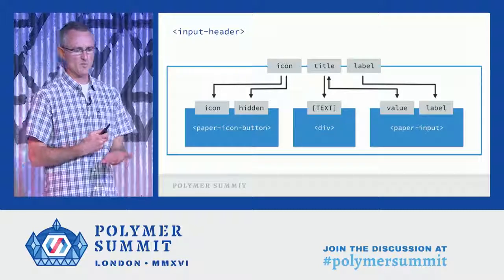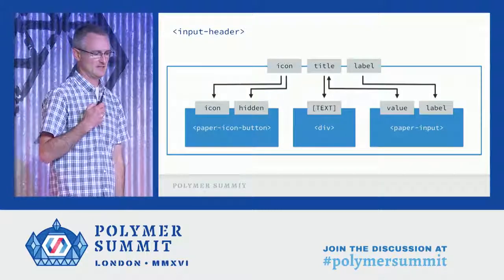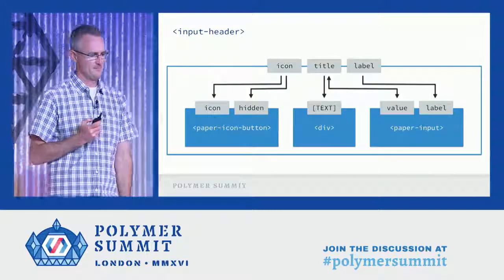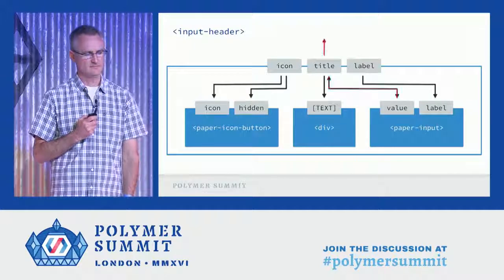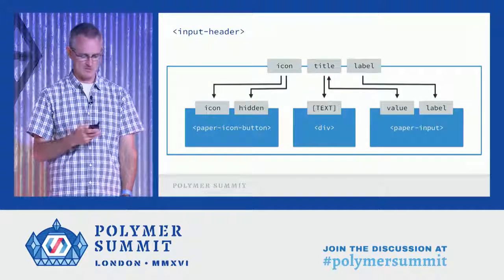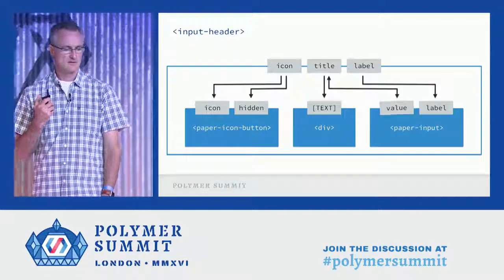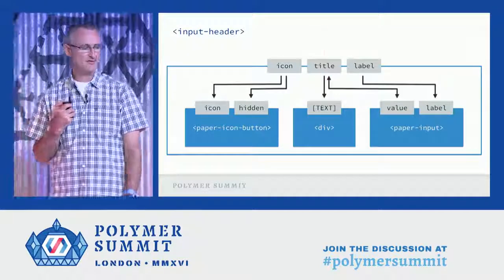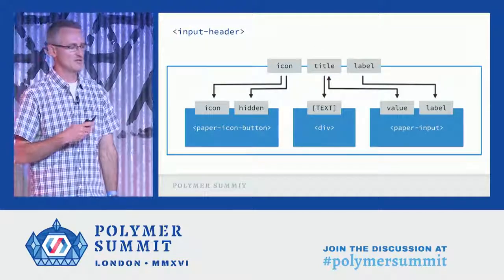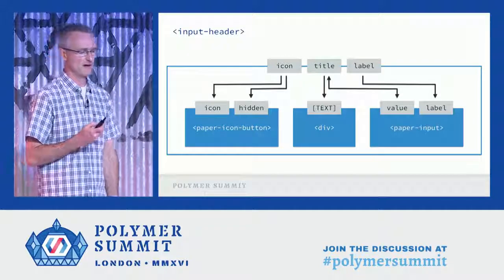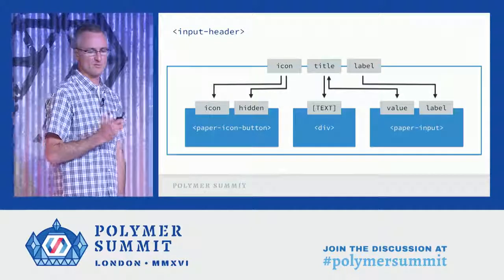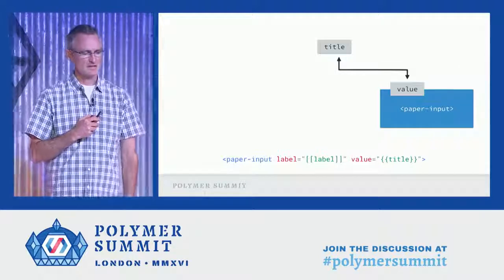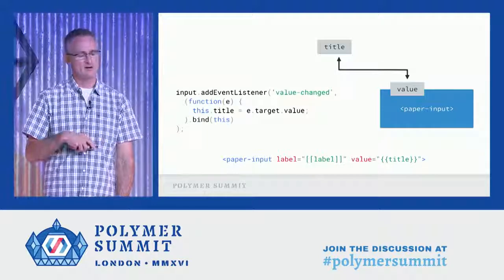So it's simple, but what about the two-way binding? We can take a similar look at that. In this case, when someone types, the value property, rather, of paper input changes, and that triggers the upward flow of data up to the title property of input header. And again, it's a very similar mechanism here.